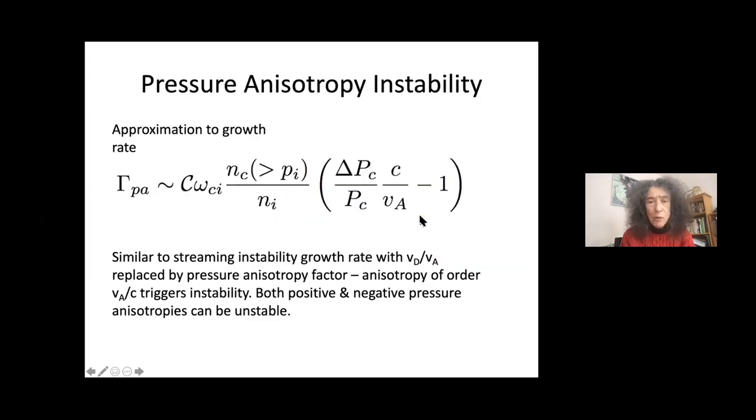Okay, so what does pressure anisotropy do? First of all, after chugging through a lot of kinetic theory, you can write the growth rate of the pressure anisotropy instability in a relatively simple form. This should actually be the absolute value of the pressure anisotropy, the difference between the pressure in the parallel and perpendicular directions with respect to the magnetic field. Both anisotropies are unstable, although with different circular polarizations. You can see that if the pressure anisotropy is of order the Alfvén speed over the speed of light, which is a tiny, tiny number, that can be unstable. And for those of you who've worked on the streaming instability, if you replace this factor by the ratio of the drift speed to the Alfvén speed, you get the growth rate for the streaming instability. So they're very similar. They both require anisotropies of order the Alfvén speed over the speed of light, which is very small.